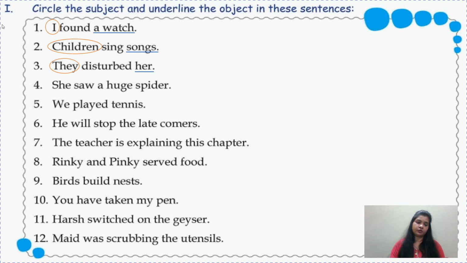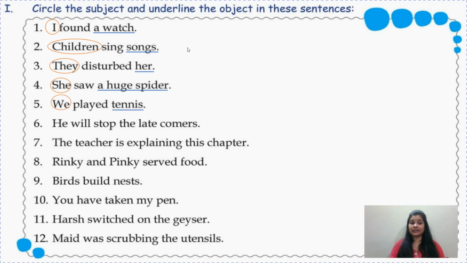Children, one thing I want to tell you: in the first, second and third sentences, found, sing and disturbed are verbs. But in the question it is not asked, so we are not discussing the verb, but please keep it in mind. Question 4. She, we are talking about she, so it is the subject. Saw is again the verb, and who is the receiver? A huge spider. So please underline it. We play tennis. Again, we are talking about we, the doer, so it is the subject. Play is the verb, and who is the receiver? Tennis, so it will be the object.